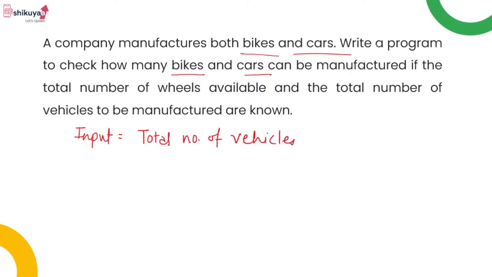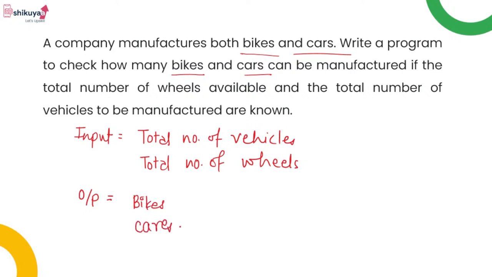And the second thing which is asked is total number of wheels. So the second input that we want is total number of wheels. If these two inputs are given, then what output do we want? We want how many bikes and how many cars can be manufactured.